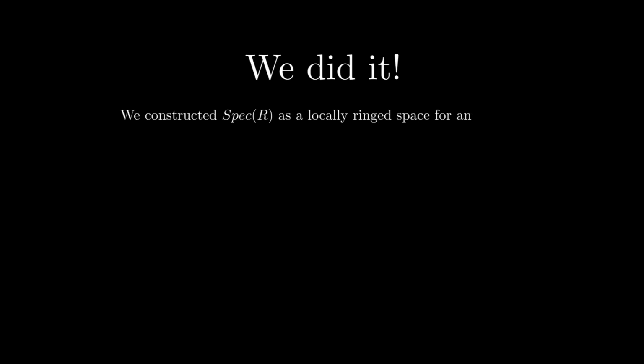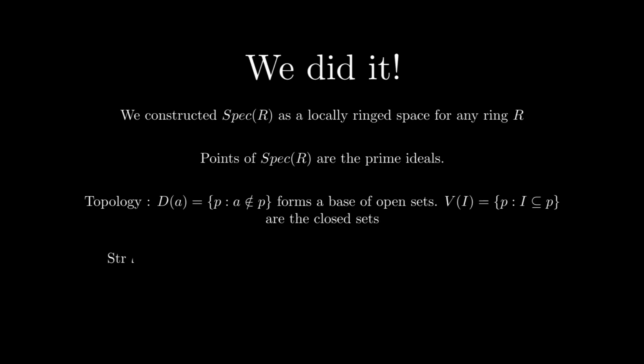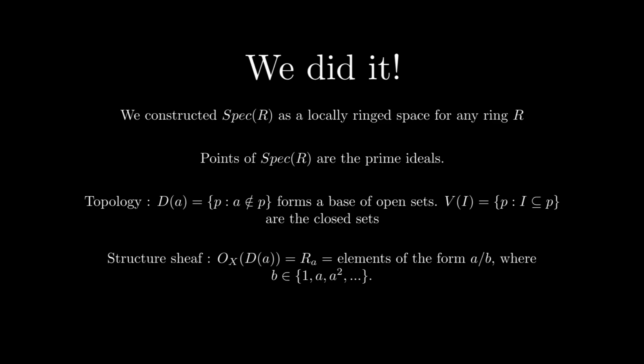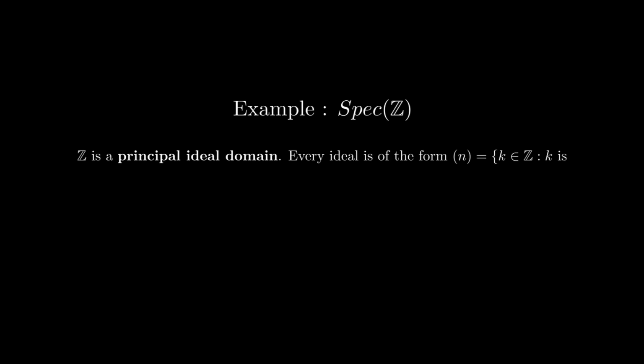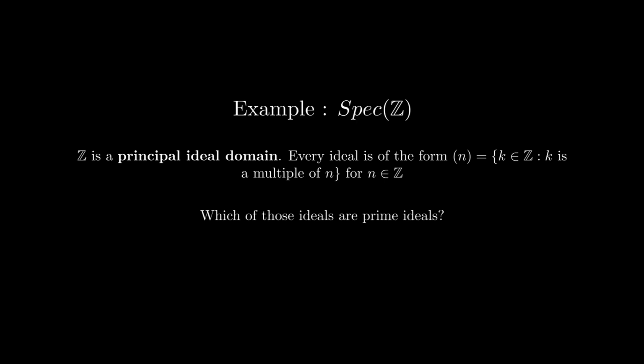We did it! We constructed Spec R as a locally ringed space by describing its points, topology, and structure sheaf. Let's do an explicit example: the integers. It's a principal ideal domain, so every ideal is of the form multiples of n for some integer n. Which of them are prime?